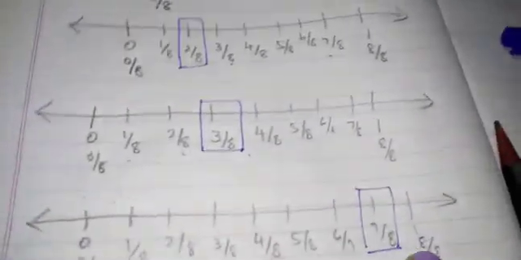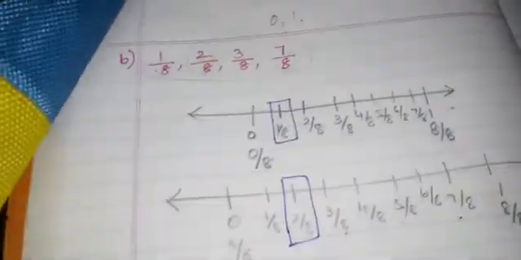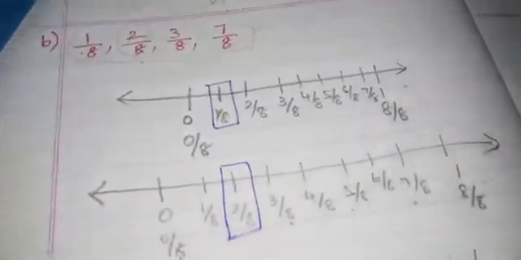It is here. Listen, children, everything is on the positive side. It lies between 0 and 1 because these are all proper fractions. A proper fraction's value always lies between 0 and 1. Okay. Next is your C problem.